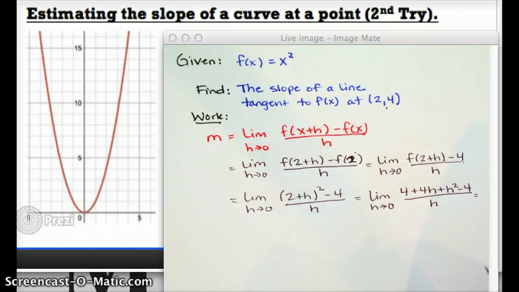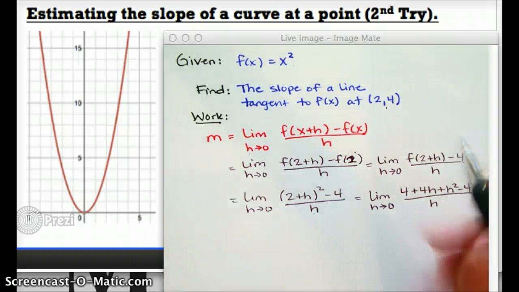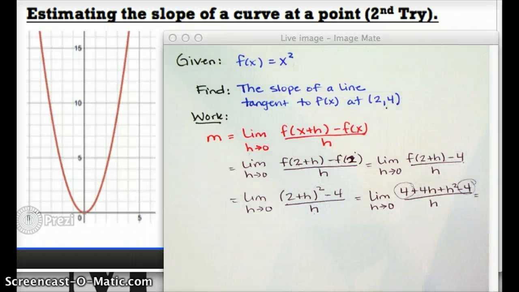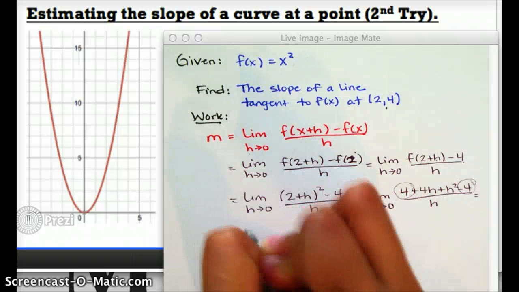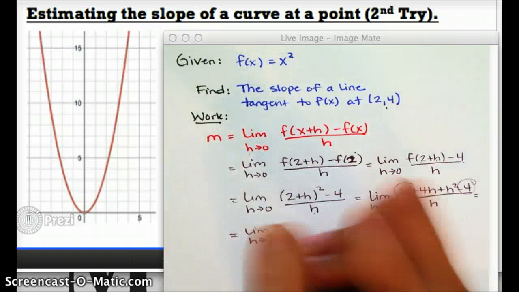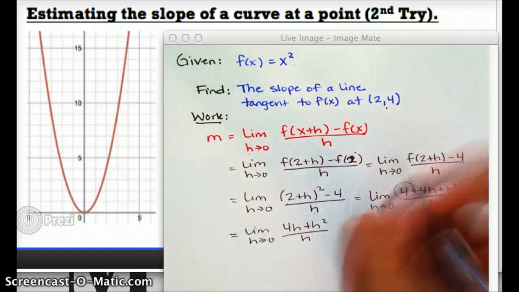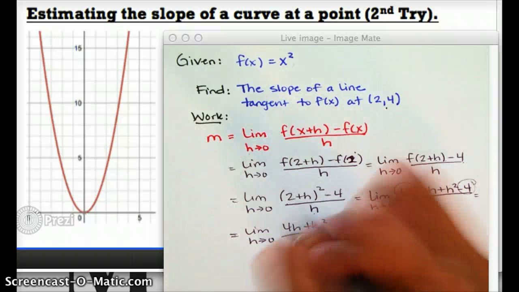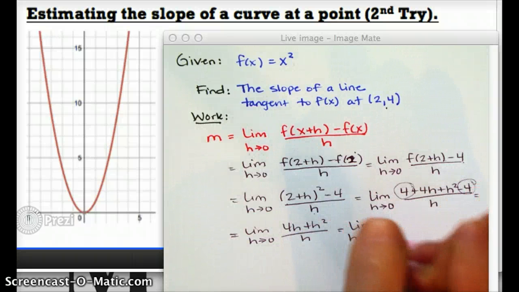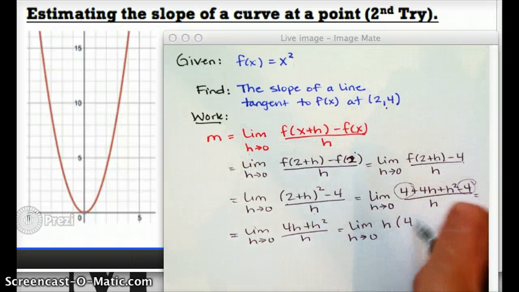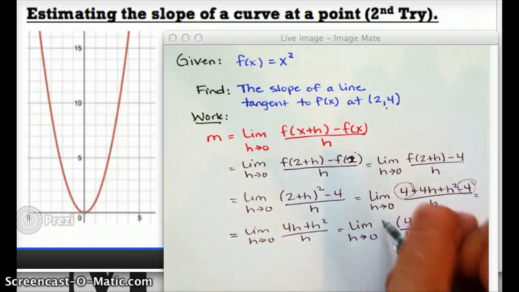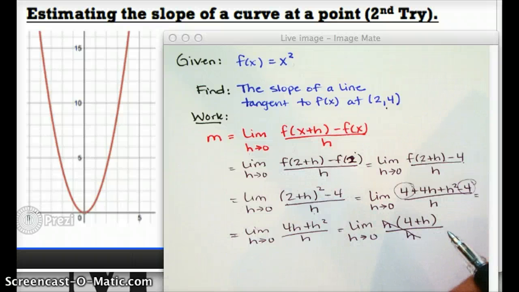What else can I try? I can try like terms. In fact, there are 2 like terms. This 4 and this negative 4 are going to cancel each other out. And we'll end up with the limit as h approaches 0 of 4h plus h squared over h. And oh, this is awesome. This is helpful because I can see that there's a GCF on the top. And if we factor out an h, we end up with 4 plus h in parentheses. H out front and h on the bottom. And those h's will cancel, and now we have a limit that we can solve. The limit as h approaches 0 of 4 plus h is just 4.